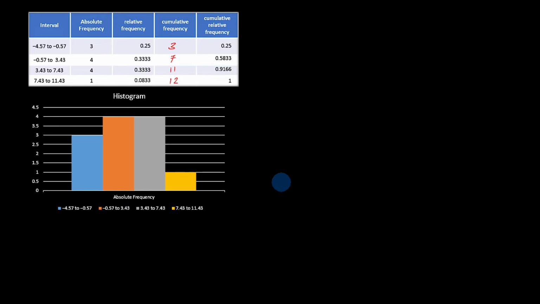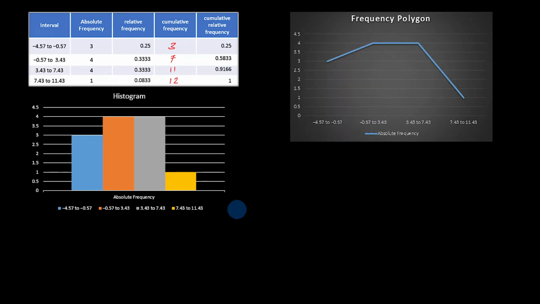Sometimes you might see another interval down here, but no bar on top of it. That would mean that interval is empty. There are no observations in it. Okay, so let's move on to the frequency polygon.